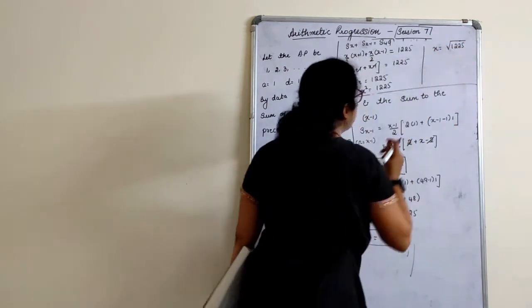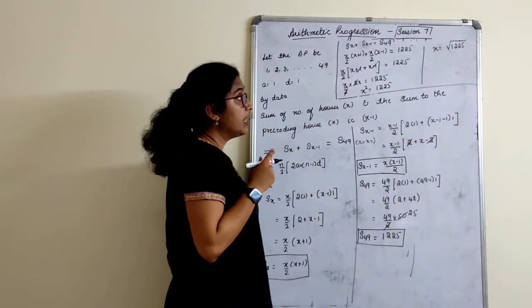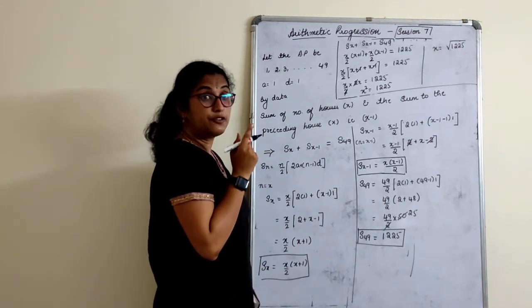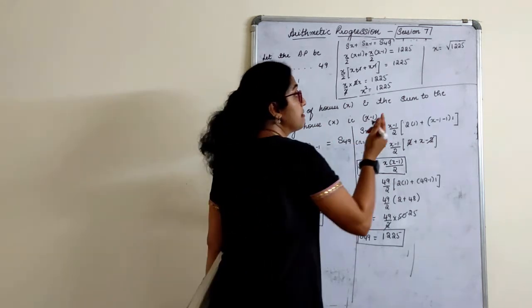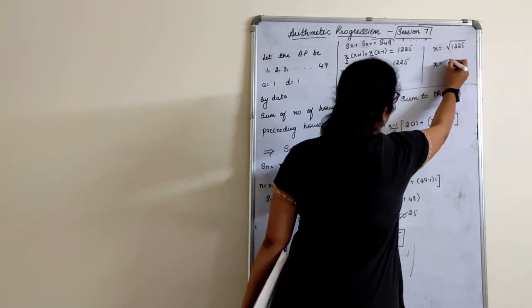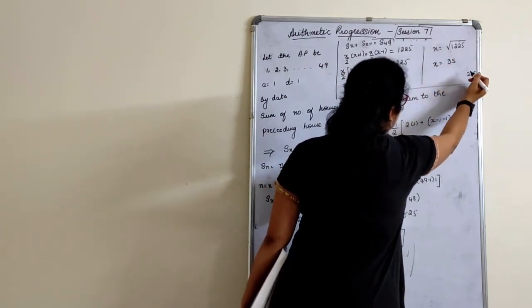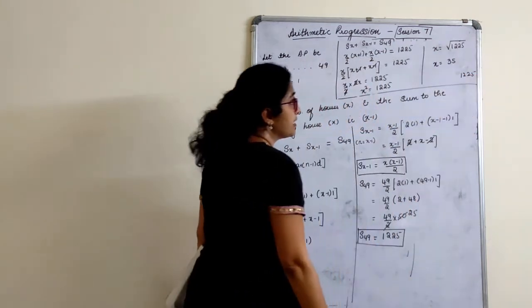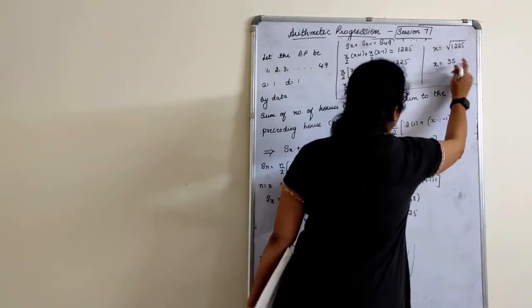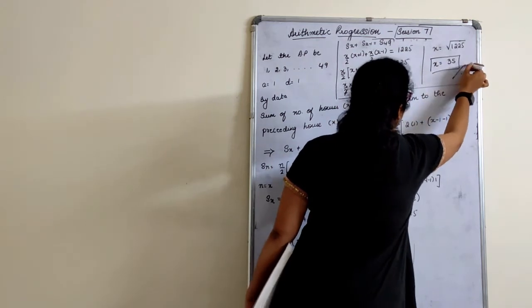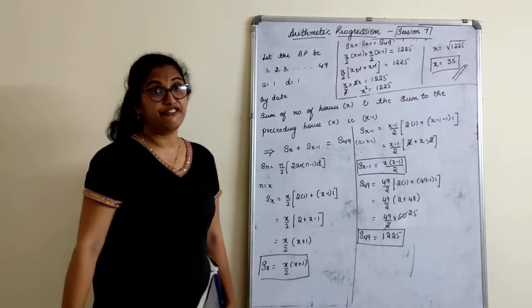1225 is very simple. 5 square, 25. How do you get 12? 3 fours are 12. So it is nothing but 35 square. Correct now? 5 5s are 25, children. Consecutive of 3 is 4. 3 fours are 12. That is how you calculate. Therefore, x value is 35.